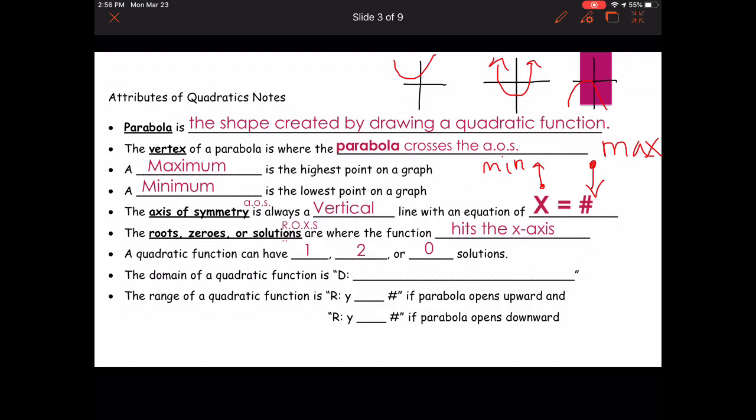So if you look very closely, this one, like I just said, has 1. It touches and then goes away. This one has 2 where it crosses. This one does not cross the x-axis at all.